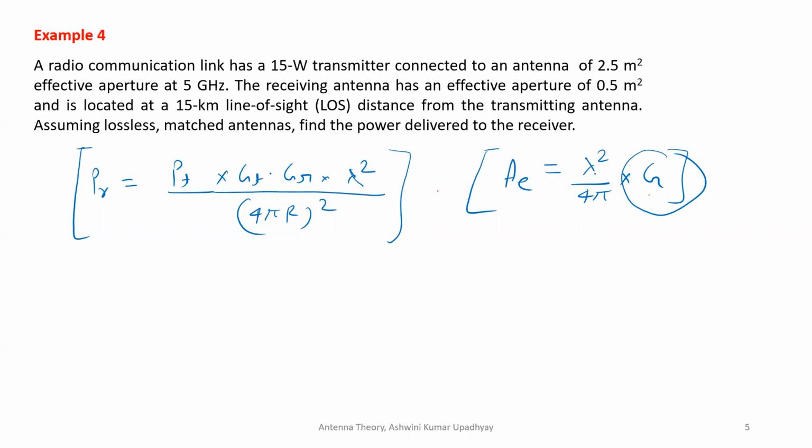So we also have to calculate this lambda value. You know that lambda is given by c divided by f, where c is the speed of light and f is the given frequency. So what is the value of c? 3 into 10 to the power 8 meter per second, and your value of f is 5 gigahertz, which is 5 into 10 to the power 9. So you will get your lambda as 0.06 meters.